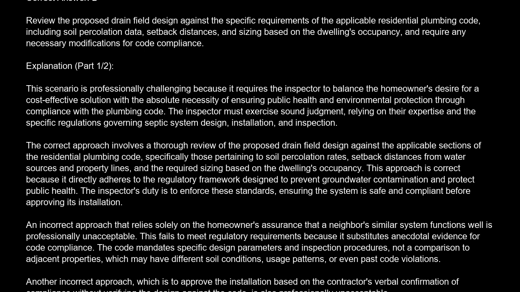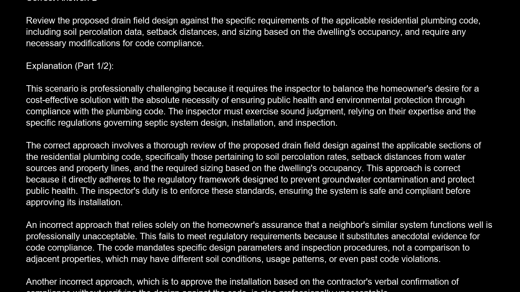Explanation. This scenario is professionally challenging because it requires the inspector to balance the homeowner's desire for a cost-effective solution with the absolute necessity of ensuring public health and environmental protection through compliance with the plumbing code. The inspector must exercise sound judgment, relying on their expertise and the specific regulations governing septic system design, installation, and inspection. The correct approach involves a thorough review of the proposed drain field design against the applicable sections of the residential plumbing code, specifically those pertaining to soil percolation rates, setback distances from water sources and property lines, and the required sizing based on the dwelling's occupancy.